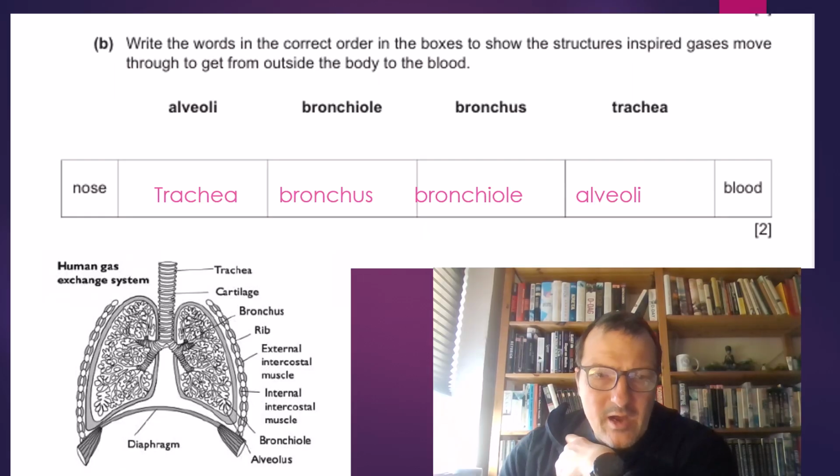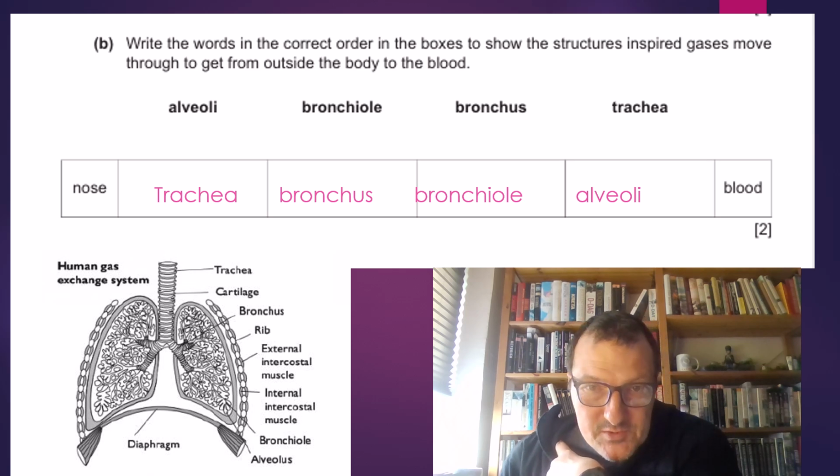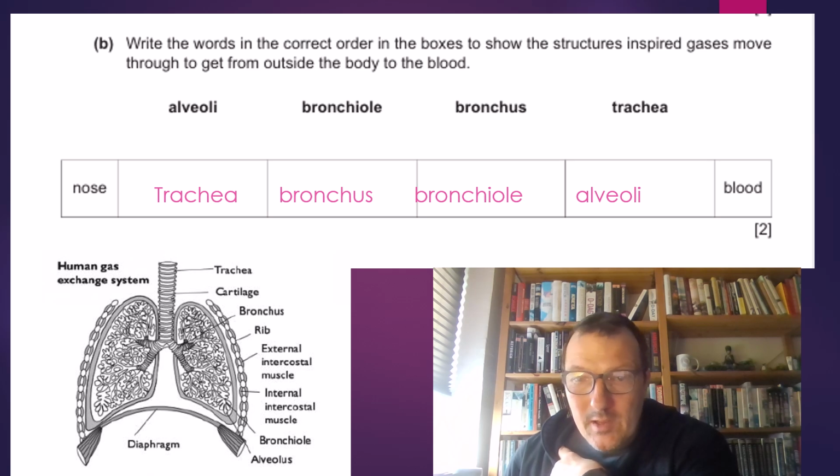So here I actually chose to put in a drawing of the human gas exchange system. It is not in the question, but it is just to help you if you have forgotten what the different words mean. We start in the trachea, so that will be our first, and then we move to the bronchus, and then the bronchioli, which is further down, and then get into alveoli, and from the alveoli it goes into the capillaries and then into the blood.